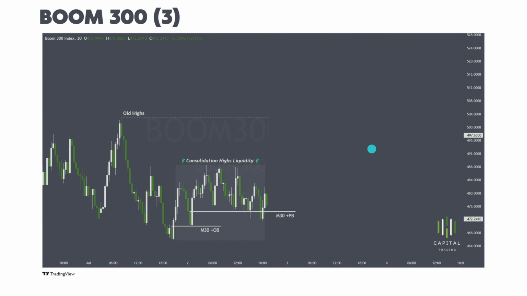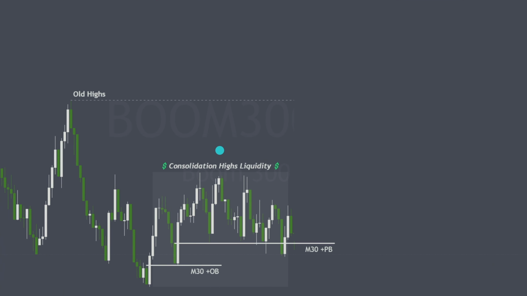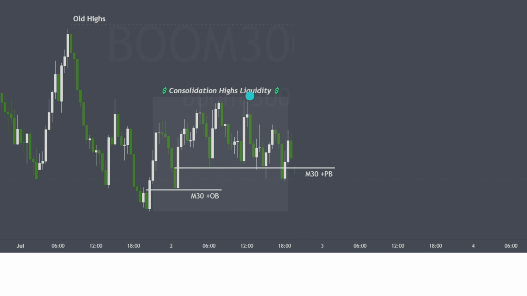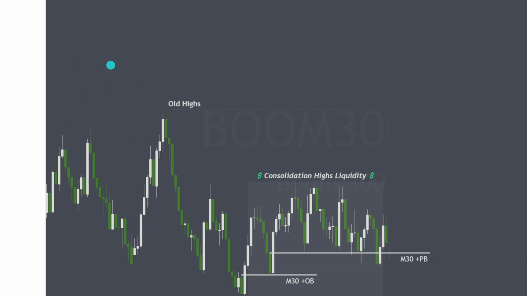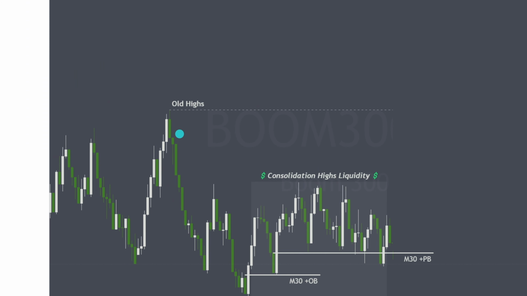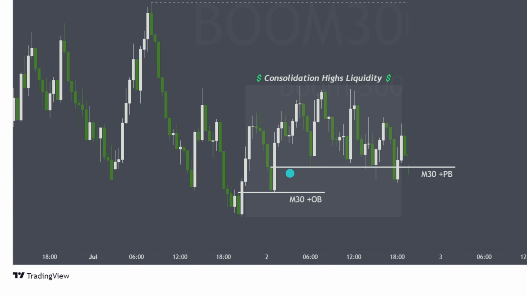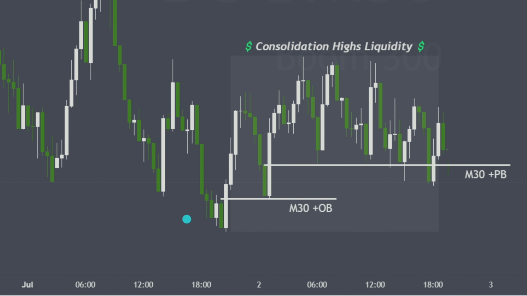So we have the last example. We had price consolidating in this range. Then we have this old high being formed. So as price was consolidating, we had this bullish order block. So price went up and then dropped into this bullish order block and then went up.